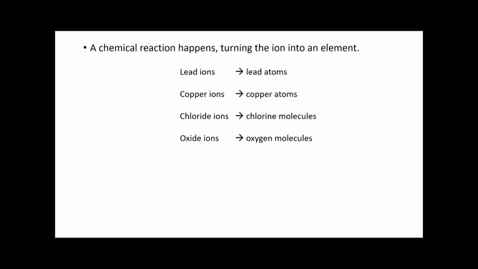So here's some examples here. Lead ions turning into lead atoms, copper ions turning into copper atoms, chloride ions turning into chlorine molecules, and oxide ions turning into oxygen molecules. You remember that chlorine gas goes around as Cl2, and oxygen gas goes around as O2. So we are forming molecules rather than atoms.